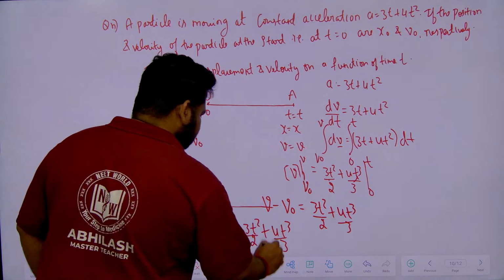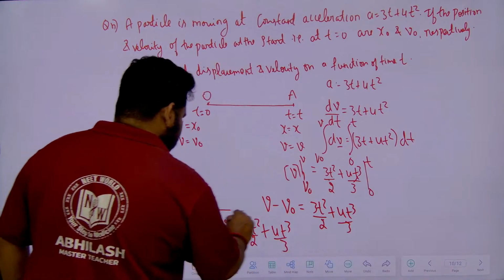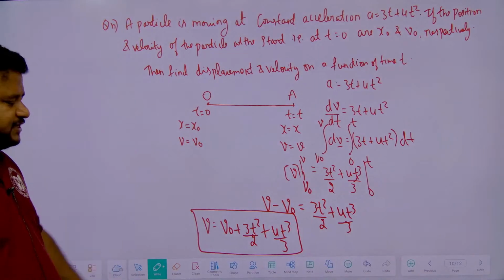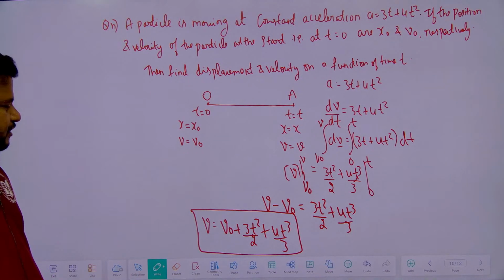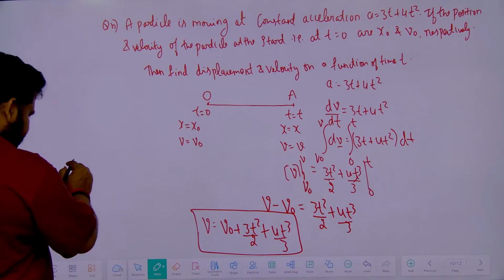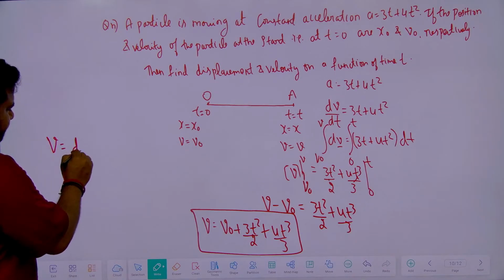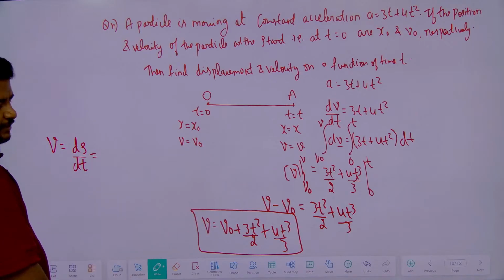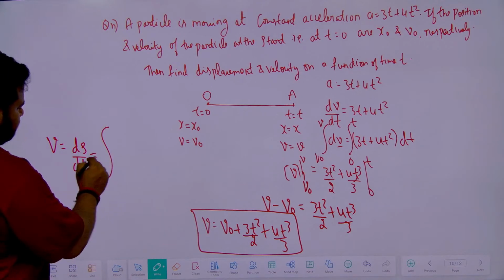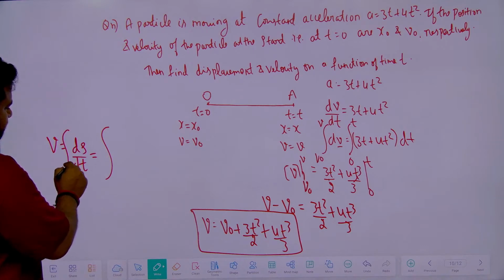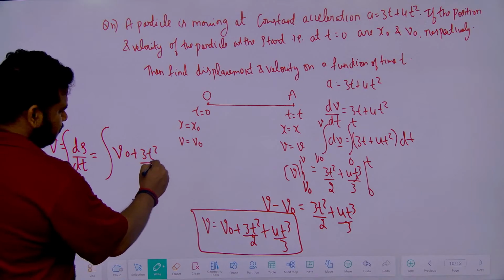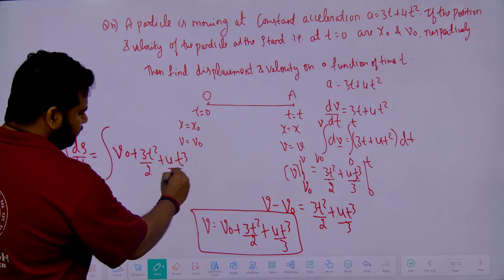Now what you are supposed to do? You are supposed to find displacement. How to find displacement? Velocity is equal to ds by dt. So you will write velocity as ds by dt. That is nothing but you will integrate this. Integral of v naught plus 3t square by 2 plus 4t cube by 3.